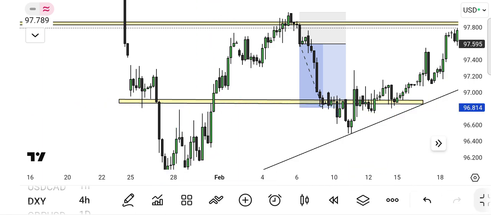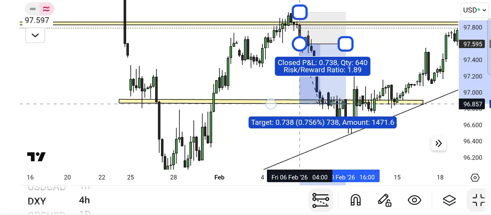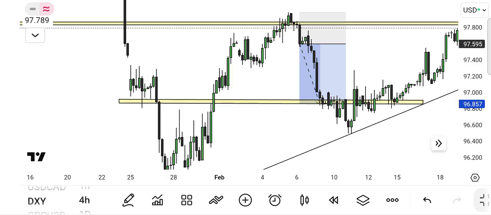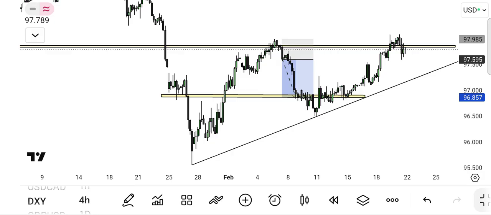So to be on the safer side, we can put it at this point here. It may not give us a 1 to 2 risk to reward, but it's safer. So we can drag it to this point here and be safe. That is how I trade this market structure shift.